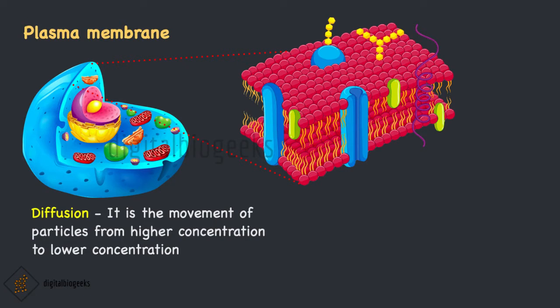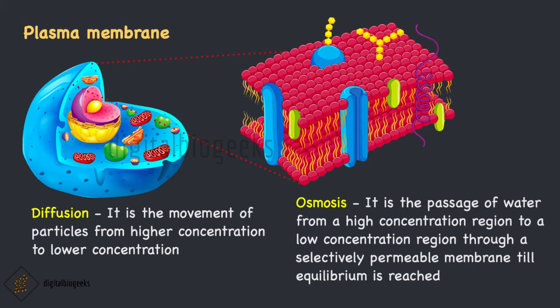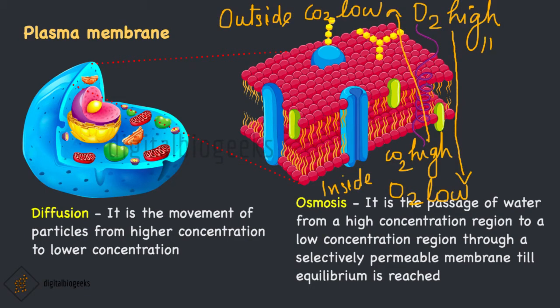Let's try to define osmosis. If water concentration is high outside and water concentration is low inside, then water will move into this cell through the plasma membrane. Osmosis is a passage of water from a region of high concentration to a region of low concentration through a selectively permeable membrane till equilibrium is reached. Equilibrium means both the regions reach the same concentration level.